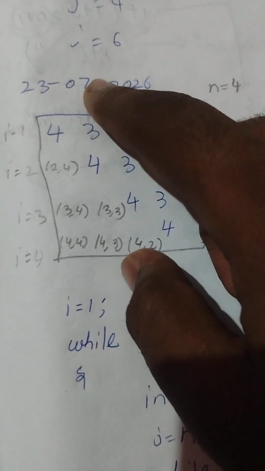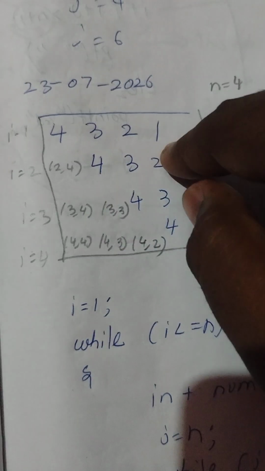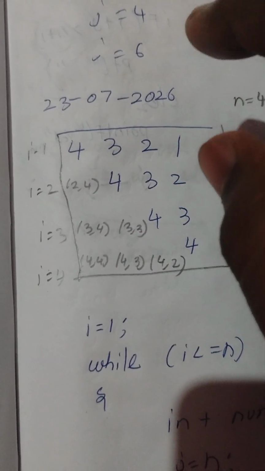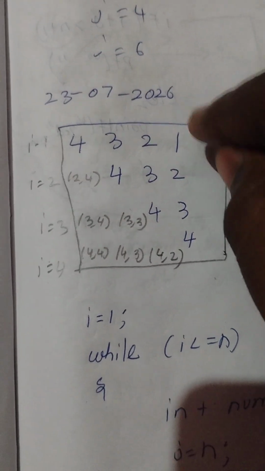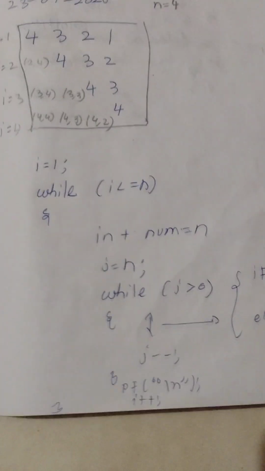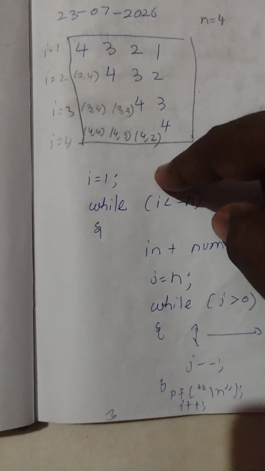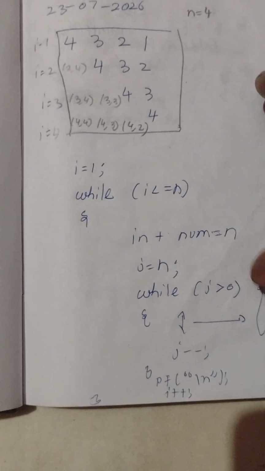For the column, I mean this series printing 4 3 2 1, this is going to be handled by the j variable, I mean the j for loop. So I'm just going to write a simple algorithm structure of this program.